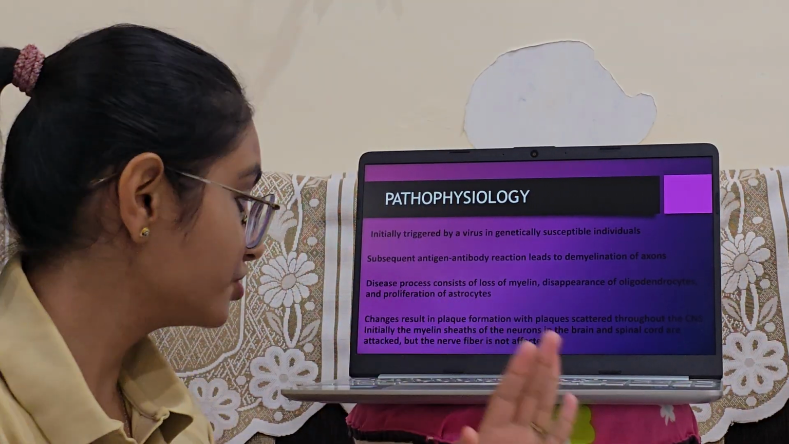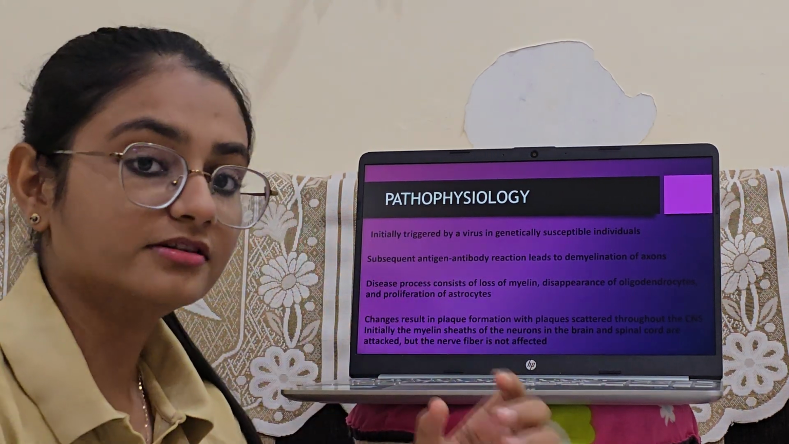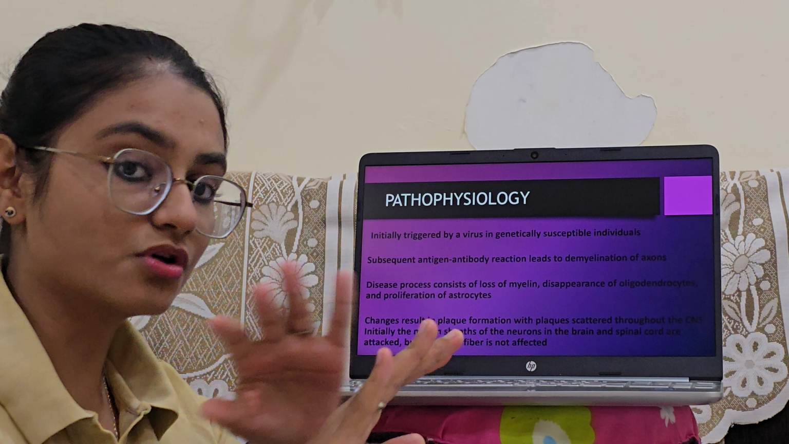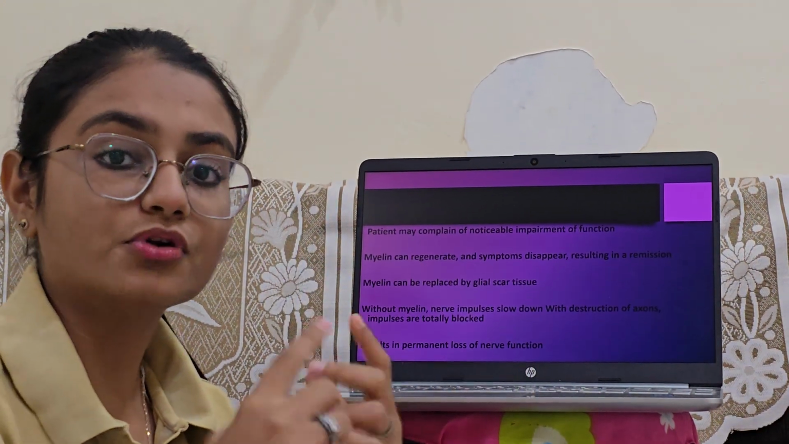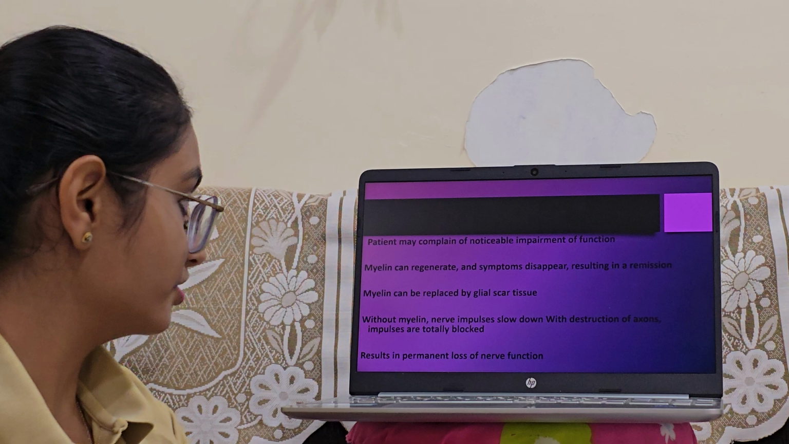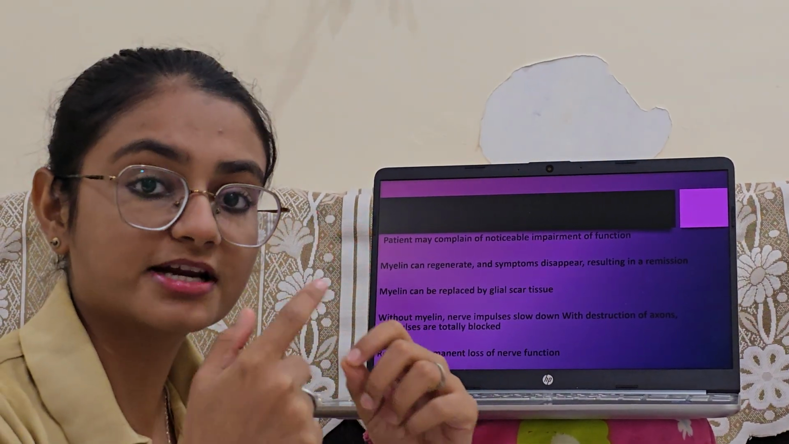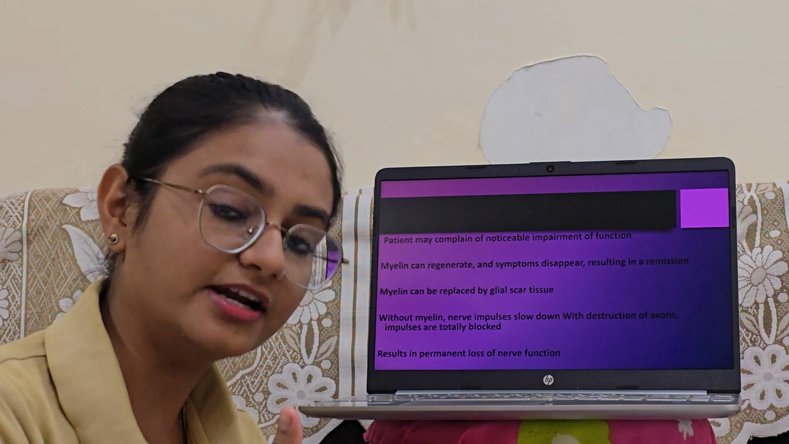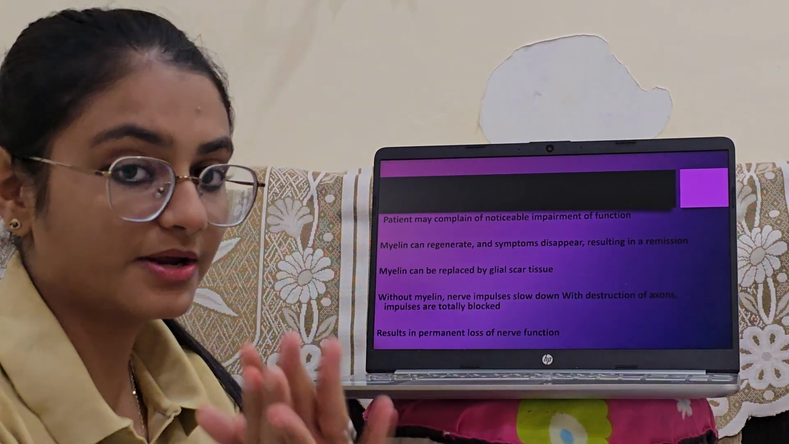Initially, the myelin sheath of the neurons in the brain and the spinal cord is affected. The nerve fiber is not affected. Then the patient may complain of noticeable impairment of function. Then the myelin sheath present around the axon can regenerate, the symptoms disappear, and this results in remission.